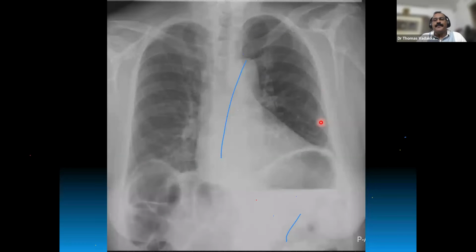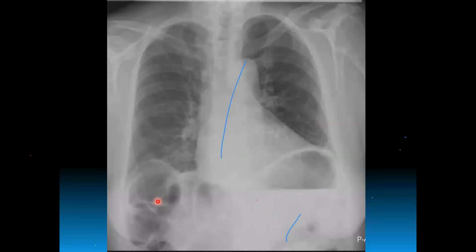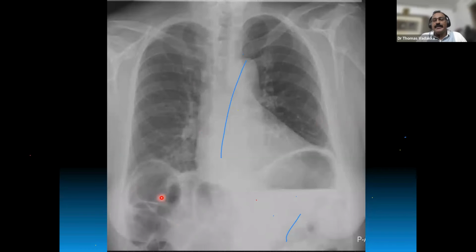This one, this abnormality over here. Anything under the diaphragm? Yeah, actually, it is not gas. It is actually a colonic loop under the diaphragm. This is called Chilaiditi syndrome, where the colonic loop is placed between the diaphragm and the liver.